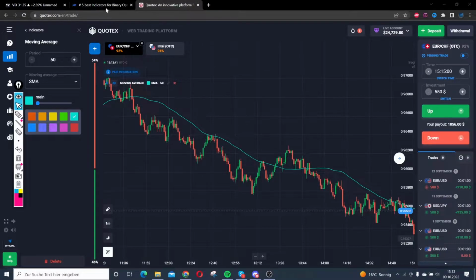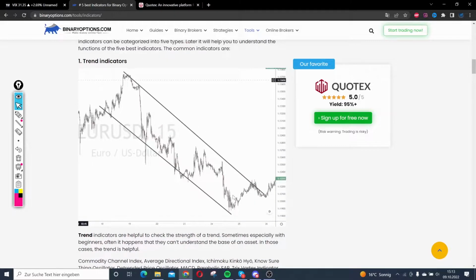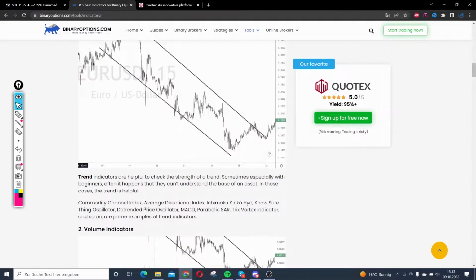So with a trend indicator, you can analyze the trend very well. It can be the moving average, the MACD, something calculated with the moving average. There are different indicators. Just read through this list here on my webpage. I said the link is in the description below.